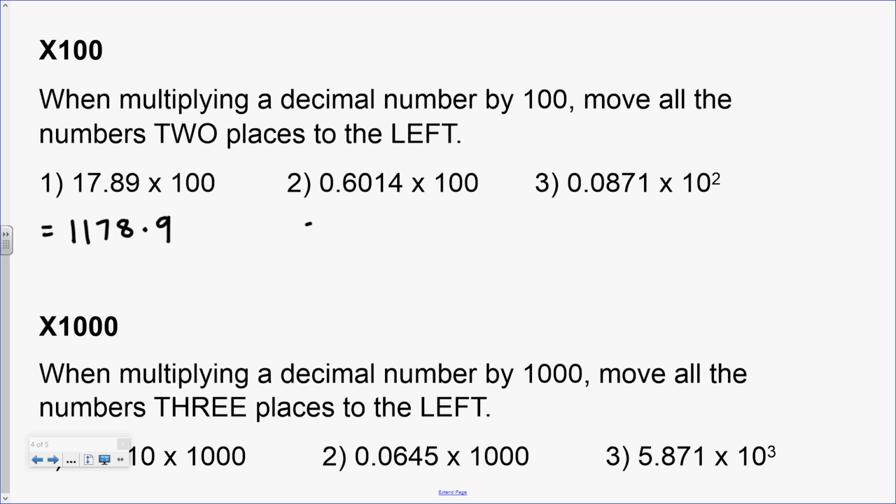So look at the next one. Again, we could also think about that decimal point moving instead. So if we move the decimal point, we're going to move it 2 places because we're getting 100 times bigger. So 2 places moves it to here. So that number becomes 60.14.